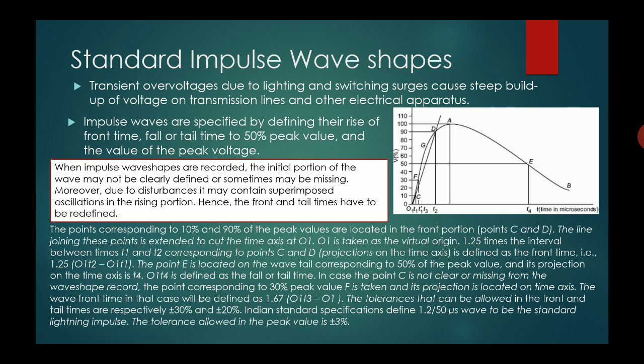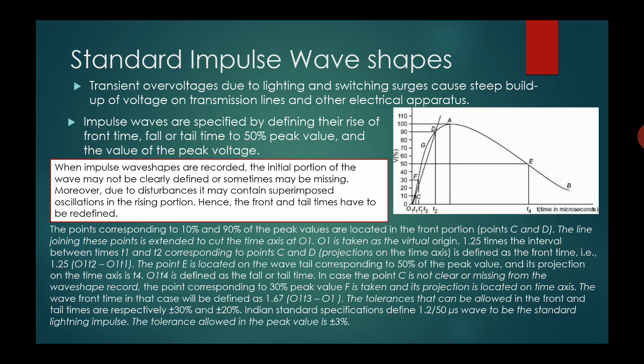So what is front time? It is 1.25 times the distance of T2 minus T1. Point E is at the 50% level. So the point E is located on the wave tail corresponding to 50% of the peak value, and its projection on the line is T4. So O1 T4 is defined as the fall or the tail time.